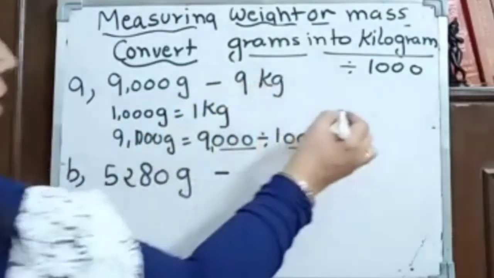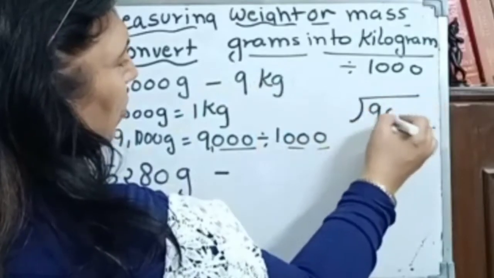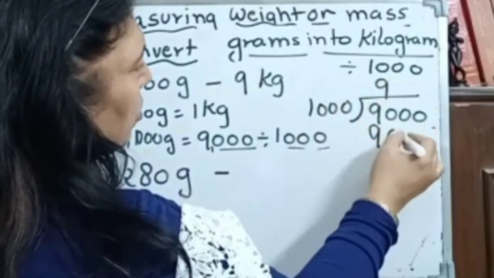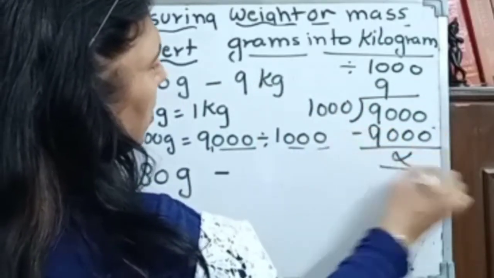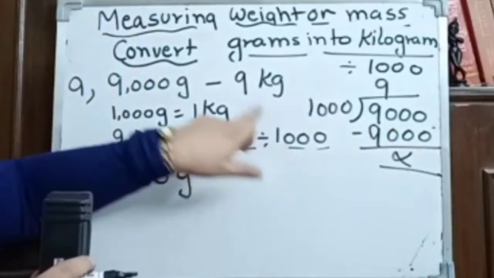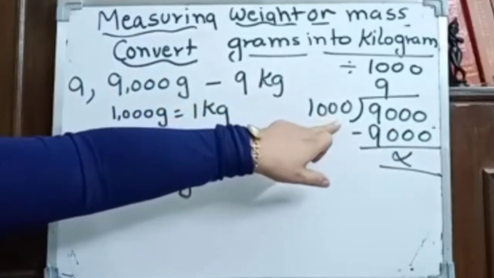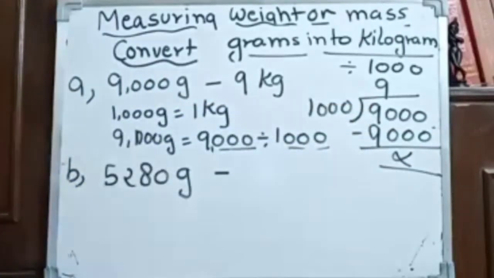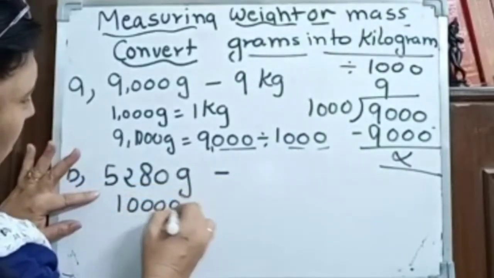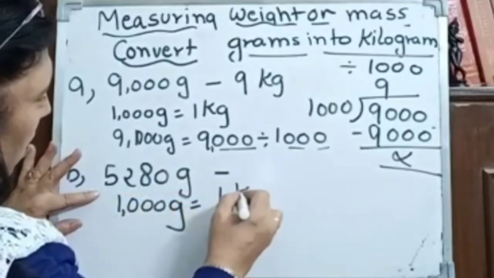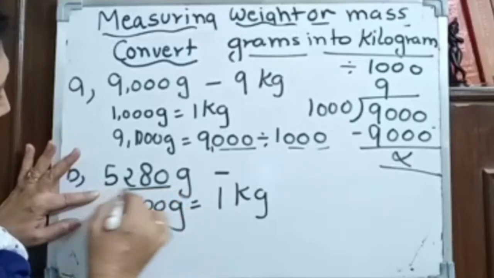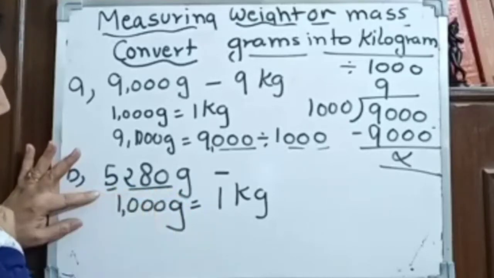This is a simple method. If you want to do long division, no problem. Do it like that. This is also right. These two methods are the same. Here the zeros are the same, so this is the short method. If you want to do it by long division, do it by long division. Now here, what will we do? 1,000 gram is equal to 1 kg. So the last three digits are gram.